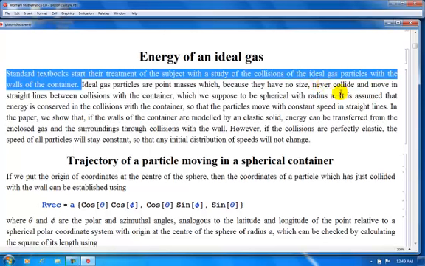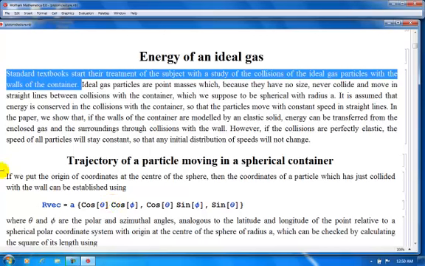It is assumed that energy is conserved in the collisions with the container so that the particles move with constant speed in straight lines. In the paper we show that if the walls of the container are modelled by an elastic solid, energy can be transferred between the enclosed gas and the surroundings through collisions with the wall. However, if the collisions are perfectly elastic, the speed of all the particles will stay constant so that any initial distribution of speeds will not change.